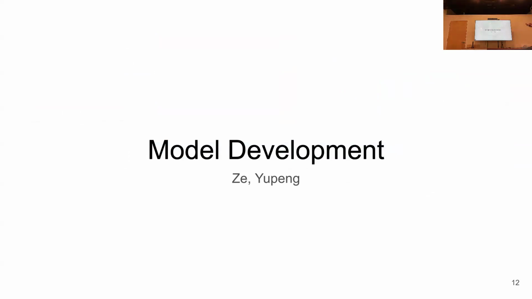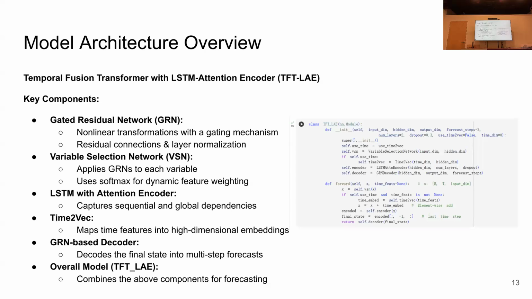So now let's talk about the model development part. I used the TFT model and the LSTM model separately for this project, but eventually I wanted to integrate them together to see the results. So I use the temporal fusion transformer with an LSTM attention encoder model, and the key components include GRN, VSN, LSTM with attention encoder, Time2Vec, and a GRN-based encoder.